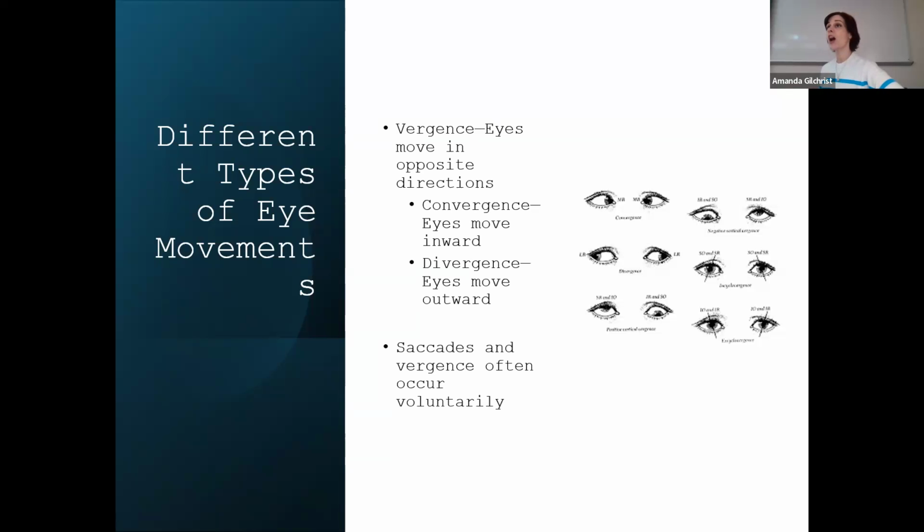And saccades are often going to be voluntary. Vergence often is as well.